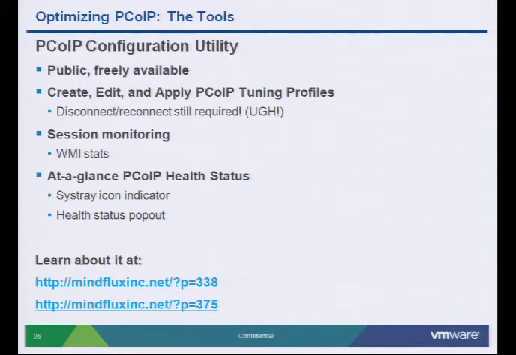PCoIP configuration utility. This is another app that you run in the desktop VM itself. What it's there for is, there's kind of an issue with View where you can only apply one tuning profile per pool. You can assign a GPO to that pool. I didn't like that. I thought we should be able to apply different tuning profiles as appropriate. If I'm on the LAN at work and I go home, I want to have different profiles for that. So this lets you create, manage, and edit those profiles and then apply them to the desktop.